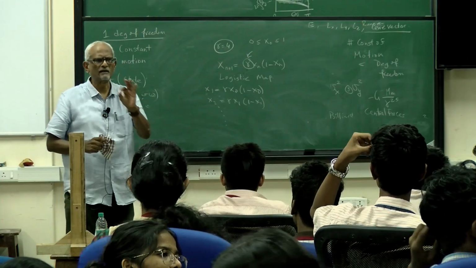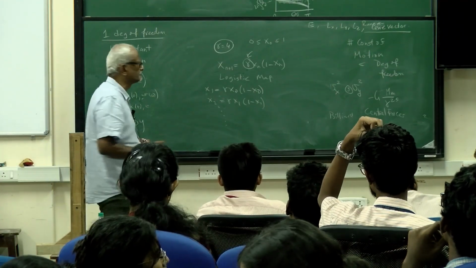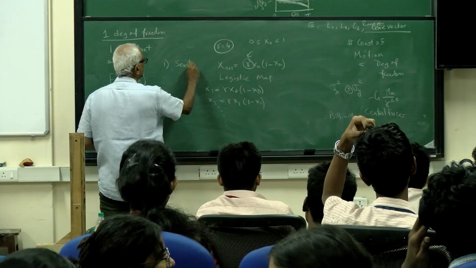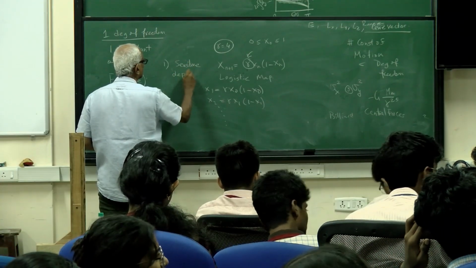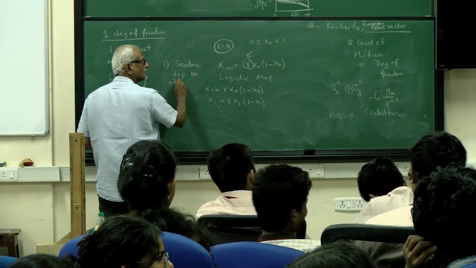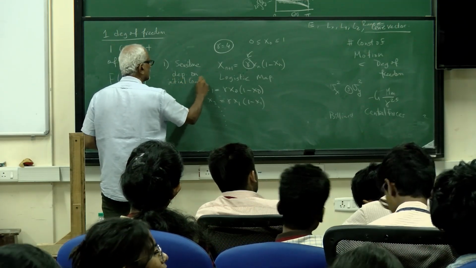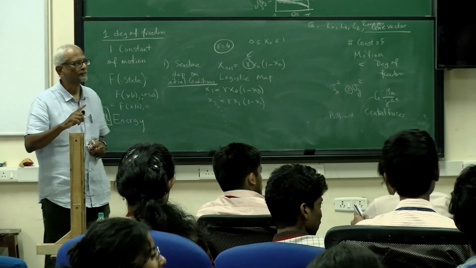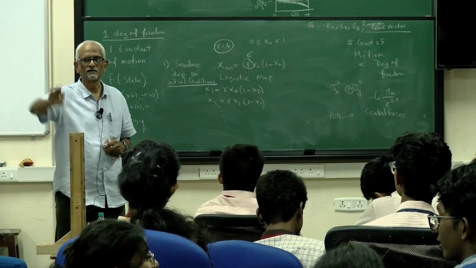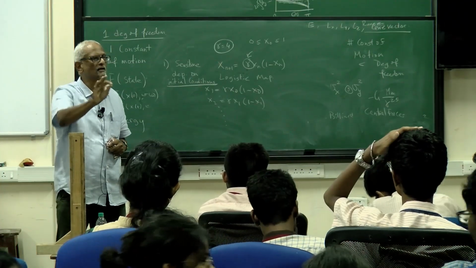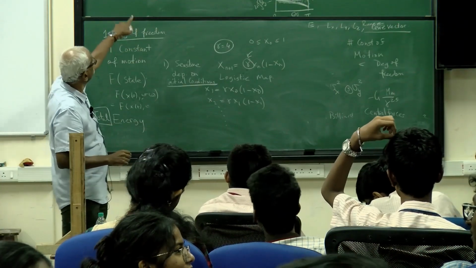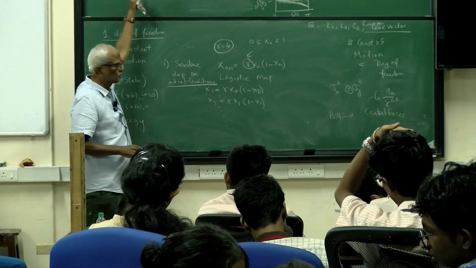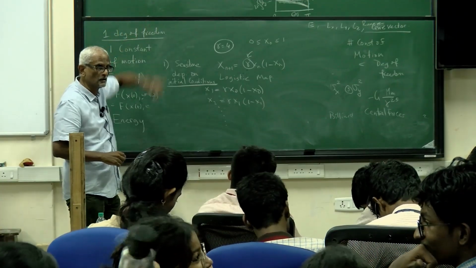But let me just tell you very briefly what is chaos, and then we will leave. What is chaos? One, sensitive dependence on initial conditions. Somebody can be more sensitive than others. Sensitive dependence on initial conditions is defined like what I defined with this delta x. Exponentially sensitive. You can define that as sensitive dependence on initial conditions.